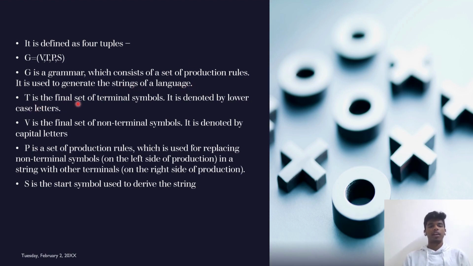And T is the finite set of terminal symbols. It is denoted by lowercase letters. And V is the finite set of non-terminal symbols. It is denoted by capital letters, that is capital A, capital B, and capital S, etc. P is a set of production rules which is used for replacing non-terminal symbols on the left side of production in a string with other terminals on the right side of production. And S is the start symbol used to derive the string.